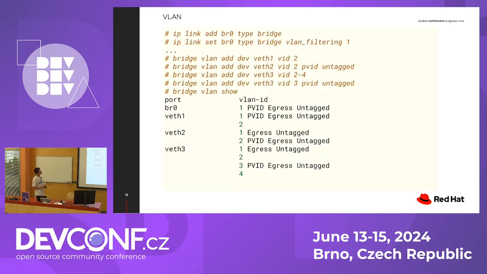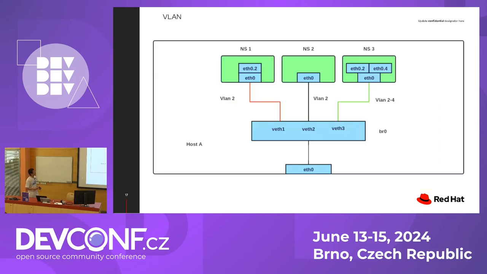Okay, so what's the PVID? The PVID is similar to the native VLAN ID in a Cisco switch. With the PVID set, for example on veth2, when namespace 2 sends a packet to veth2, you know there's no VLAN tag on the egress side. So the VLAN interface, this part, will add the VLAN 2 tag automatically.